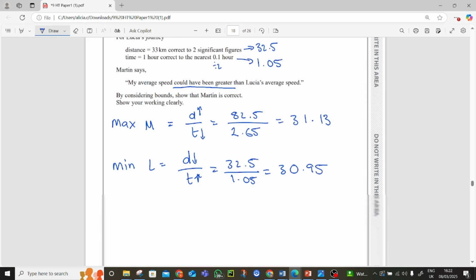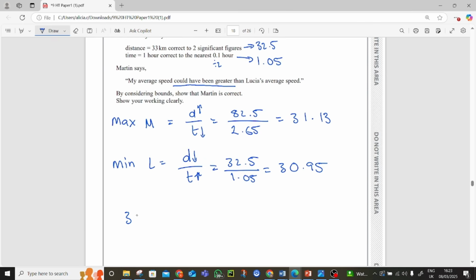And you can see that 31.13 is bigger than 30.95. Therefore, Martin could have been going faster. Although that conclusion, I think, according to the mark scheme, I think it's unnecessary. Just come up with the upper bound and the lower bound for Martin and for Lucia. We'll do it for you.